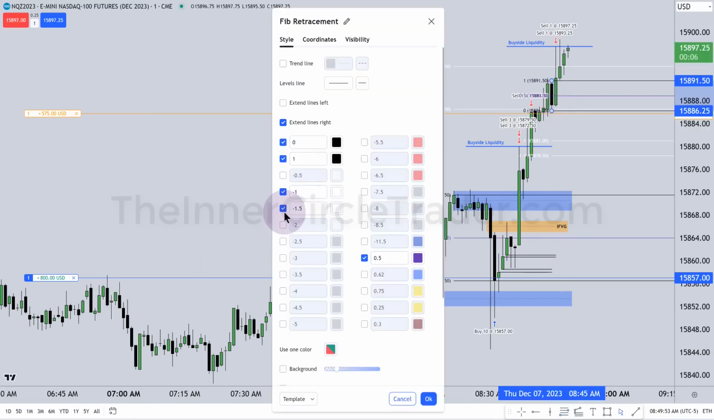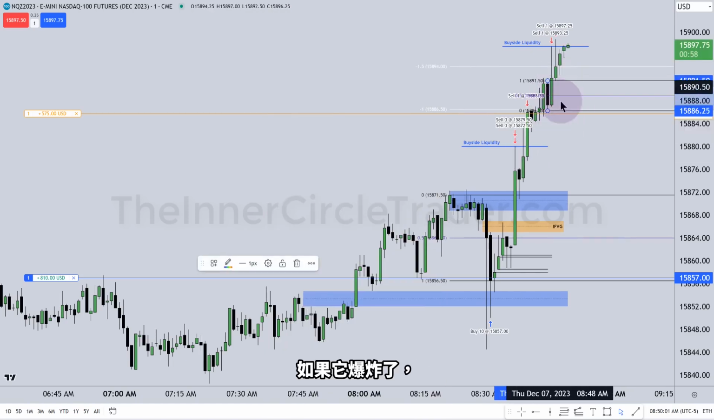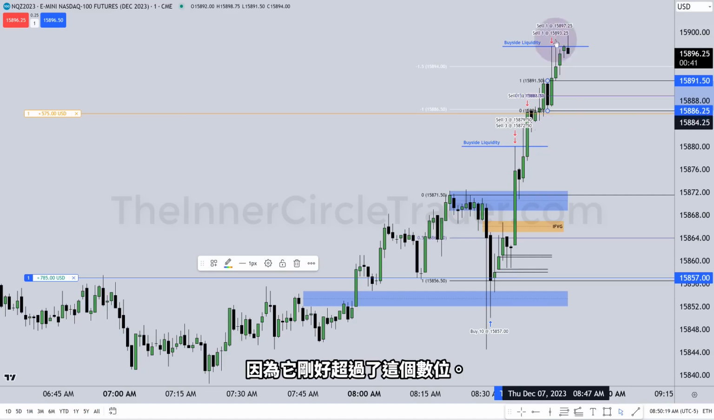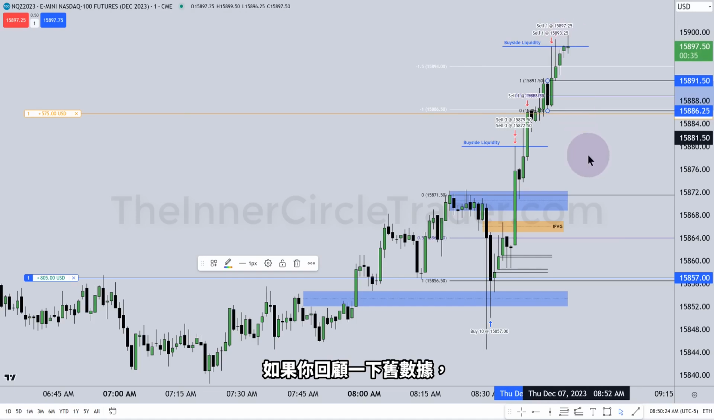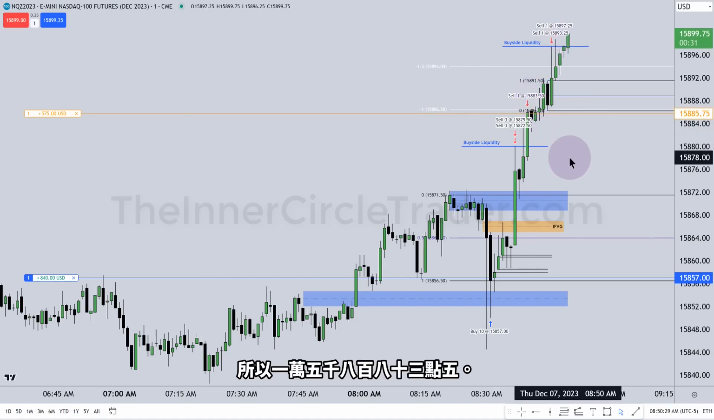Get these extensions off. Okay, so it's this level right here. That's where I would roll the stop to if it has a blow off. If it just goes above it and then stops, that's fine. I'm going to keep the stop where it is. But if we have a big candle up, see, that would be, if I had two contracts on, I would have taken one more off as it went just above that. And if you look back over old data, you'll see that, so in other words, it's 83.50.